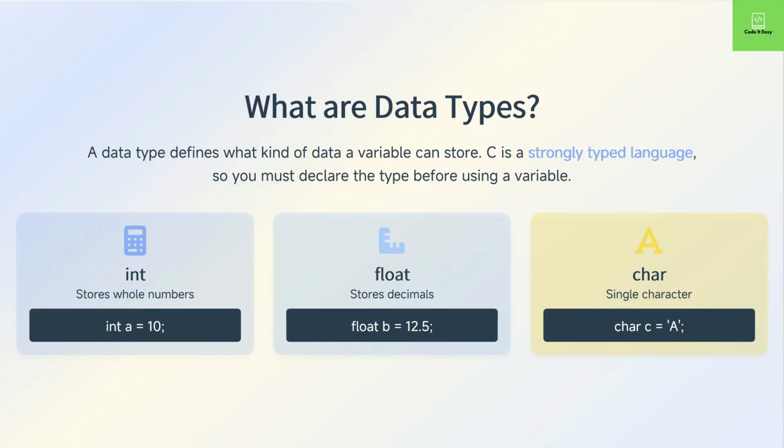Now, let's look at data types. They define what type of data a variable can hold. C is a strongly typed language, meaning you must declare the data type before using a variable. Example: int a = 10, float b = 12.5, char c = 'A'. Here, int stores whole numbers like 10 and minus 3. Float stores decimals like 12.5. Char stores a single character like A and Z.